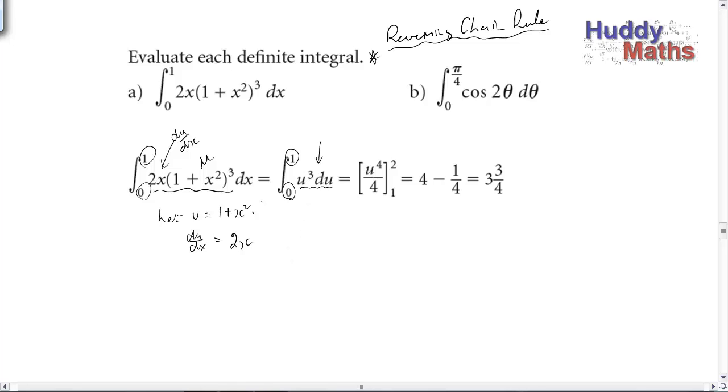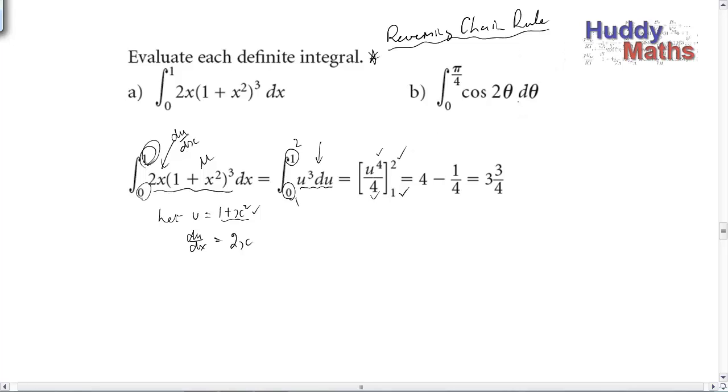Right, because u is 1 plus x squared. So it should have been over here 2 and 1, because if you put x is 1 back in here, 1 plus 1 squared is 2. So the limits of integration in u land are 2 and 1 if you're going into the variable u. So it's u to the 4th on 4. Okay, can you see that?